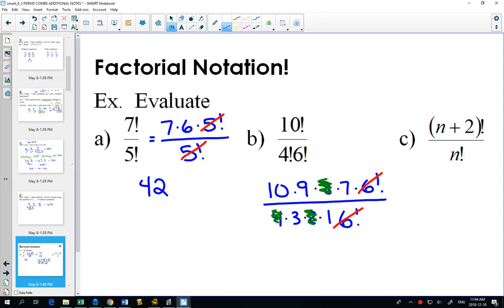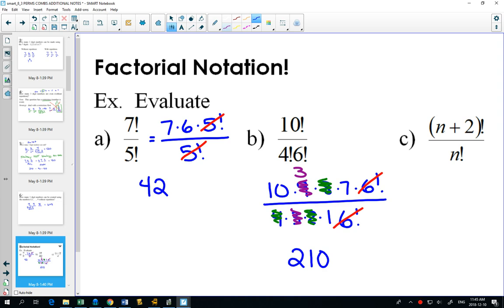I like to color code this so you can see what I'm doing at the same time. What is 9 divided by 3? Just left with 3. Everything in my denominator has simplified away. I'm left with 10 times 3 times 7. That you can do with mental math. 21 times 10, 210.